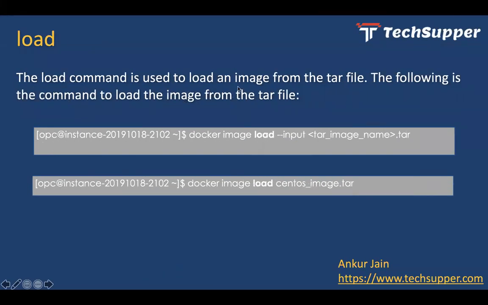Load. The load command is used to load an image from a tar file. In the previous command, we saw how to save the image to a tar file. Now, if you have transferred that image to your colleague's machine, how will your colleague use that tar file? This is the command: docker image load with the input option and then the name of your file. Docker image load -i centos-image.tar. I forgot to give the input option, but you have to give the input as the name of the tar file. And the image will be downloaded on your system. Not downloaded, it will be loaded.